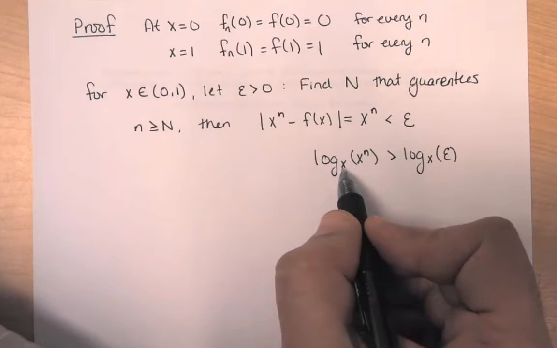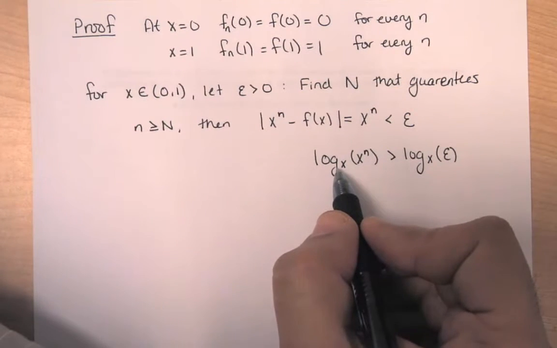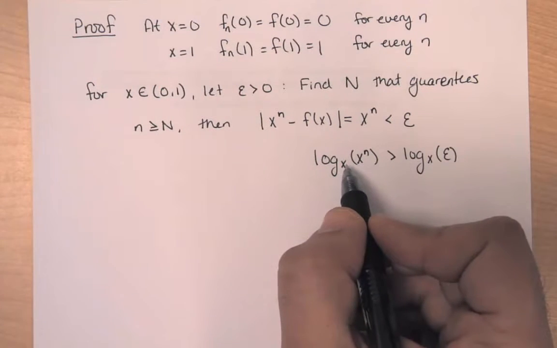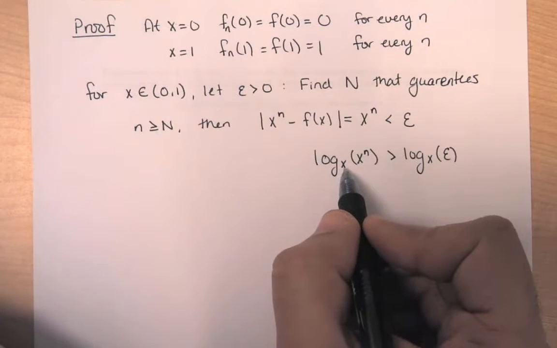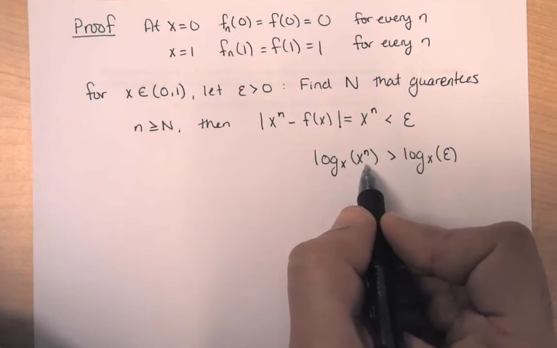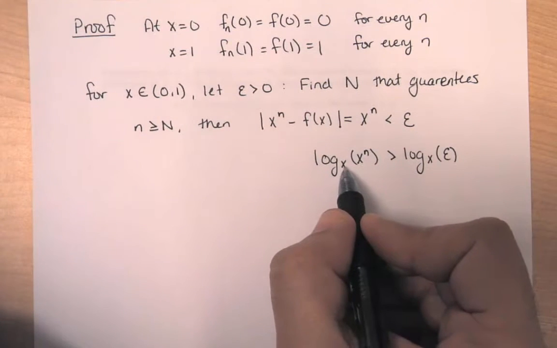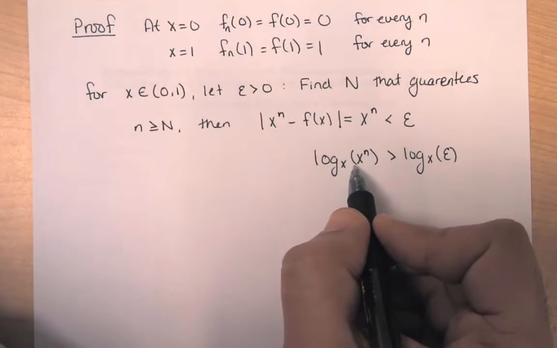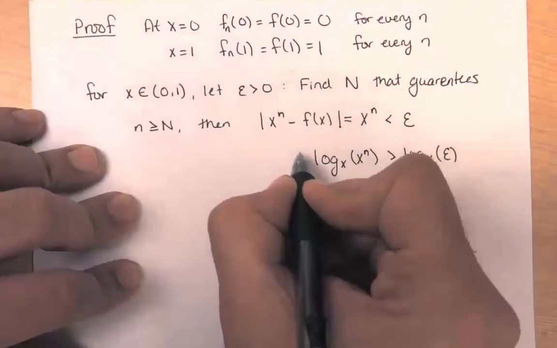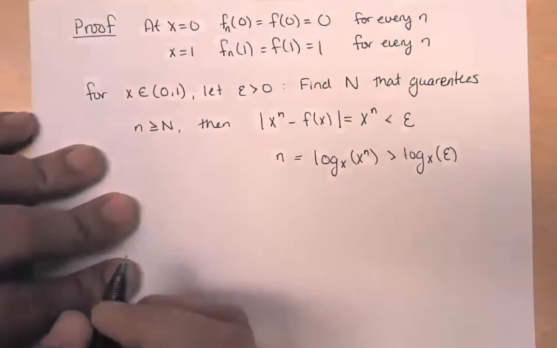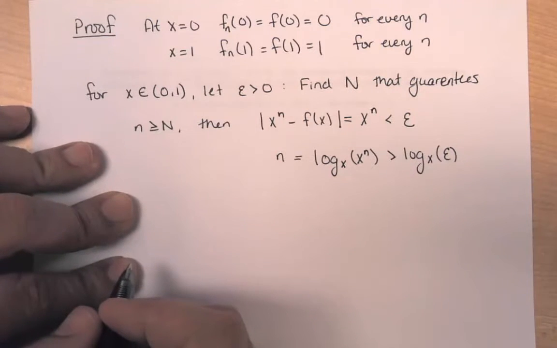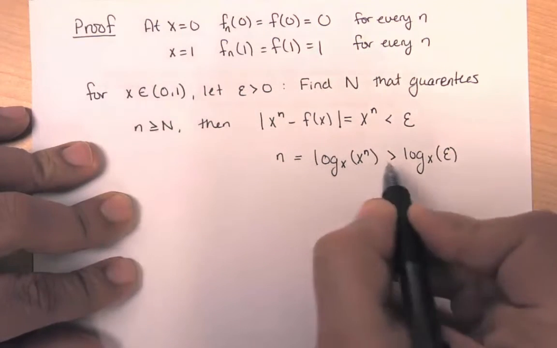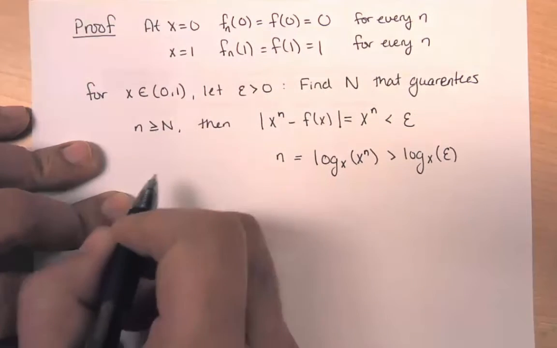By the way, let's remind ourselves, what is the log base x? Well, the log base x asks a question. X raised to what power equals the argument? So this question says x raised to what power equals x to the n? Well, of course, x to the n equals x to the n. So I just need to make sure that n is larger than the log base x of epsilon.